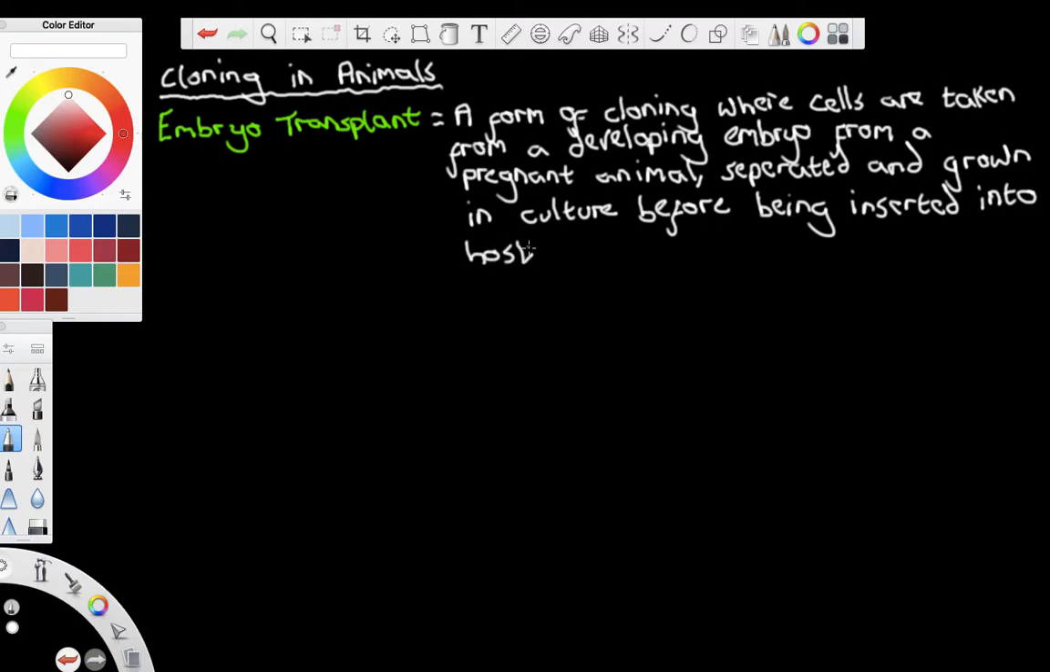Quite a long definition, isn't it, that? However, I've taken it from the dictionary, the biology dictionary. So embryo transplant is a form of cloning where cells are taken from a developing embryo from a pregnant animal, separated and grown into culture before being inserted into host mothers.